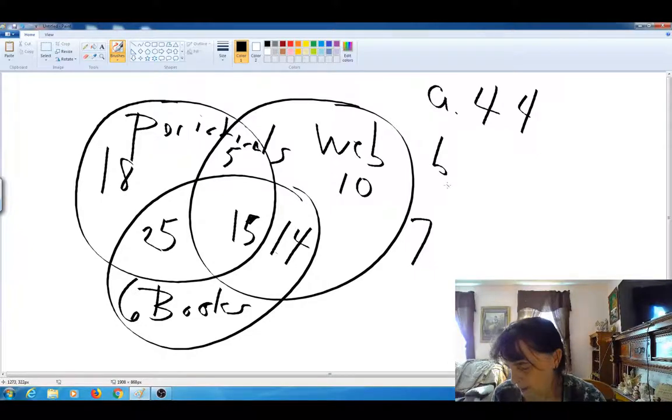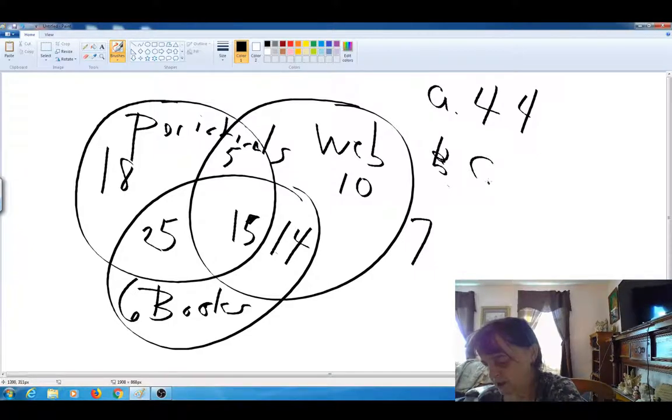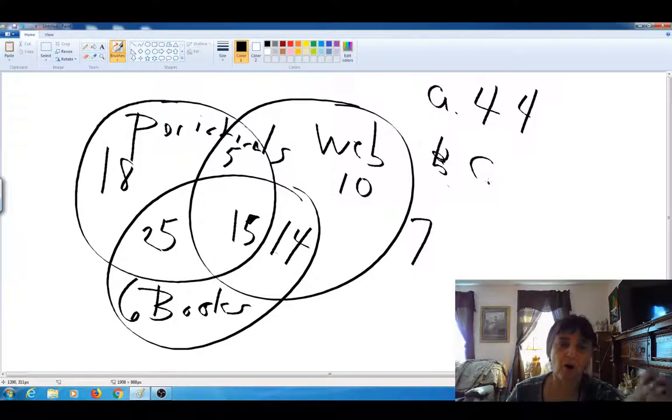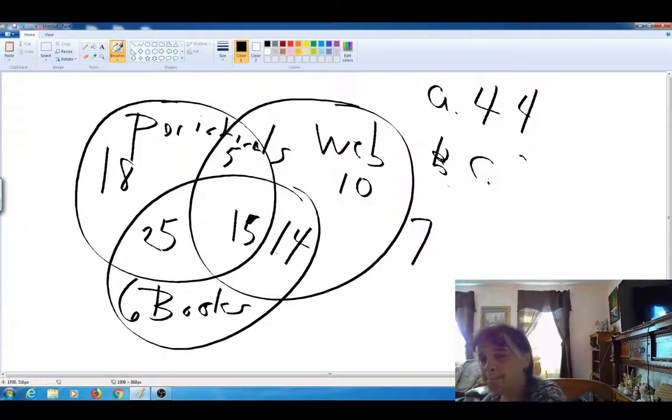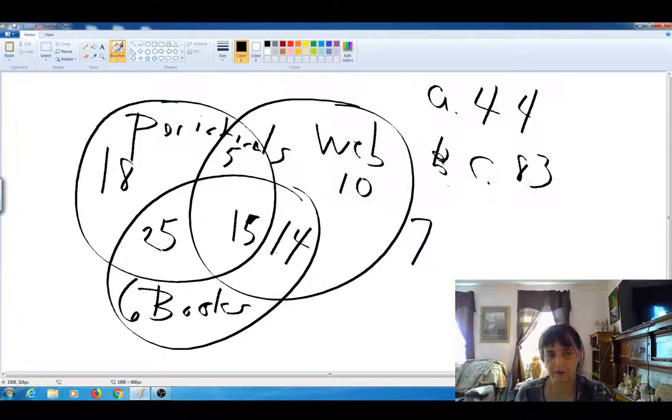Part C. How many use books or periodicals? Add up all the numbers in the periodical circle and all the numbers in the book circle. 18 plus 5 plus 25 plus 15 plus 6 plus 14 is 83. Books or periodicals? We'll do that again. 18 plus 5 plus 25 plus 15 plus 14 plus 6 is 83.